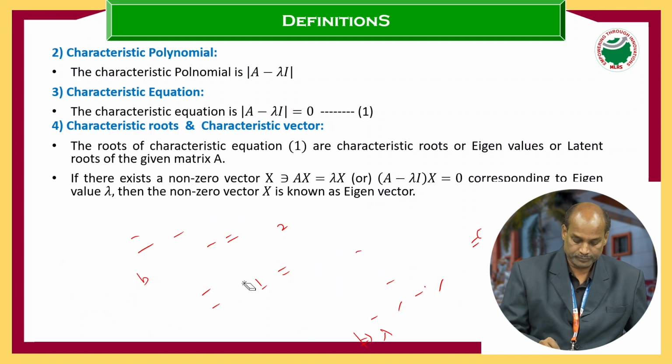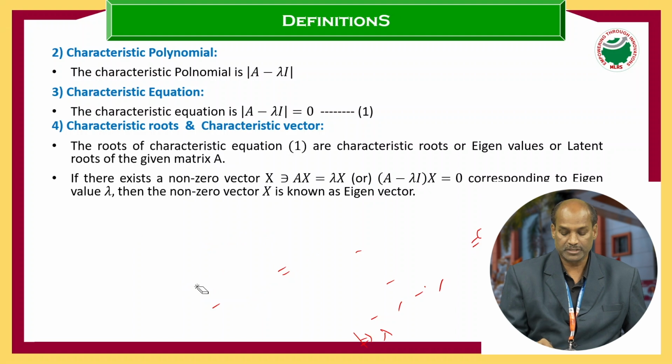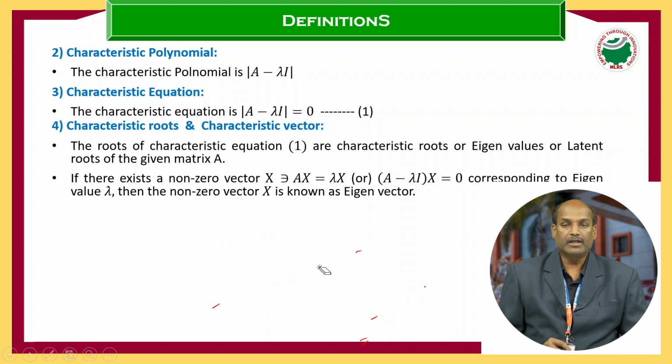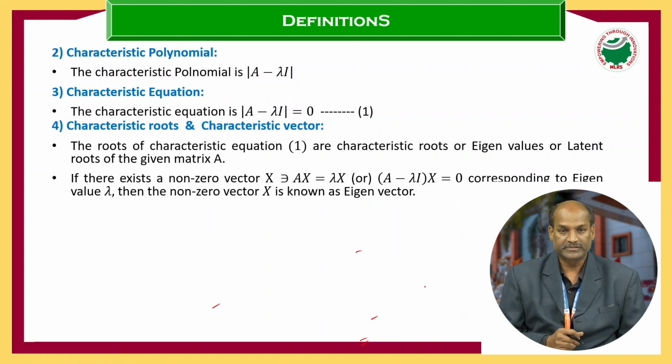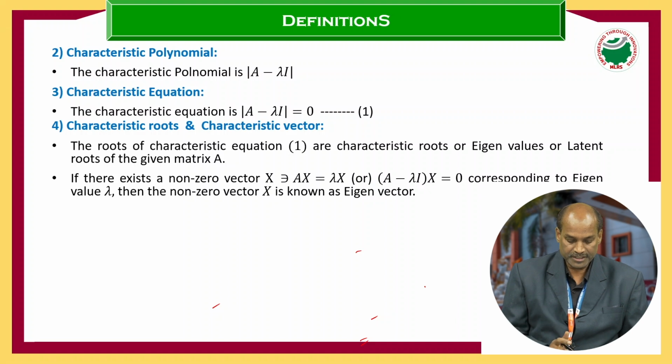Now the next definition is: what are the eigenvalues and what are the eigenvectors. These eigenvalues are also known as characteristic roots or latent roots. Similarly, eigenvectors are also called latent vectors or characteristic vectors. All are the same but different words. Now next, what are the characteristic roots?